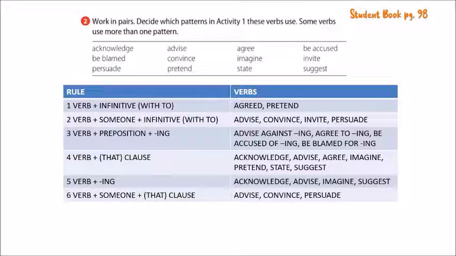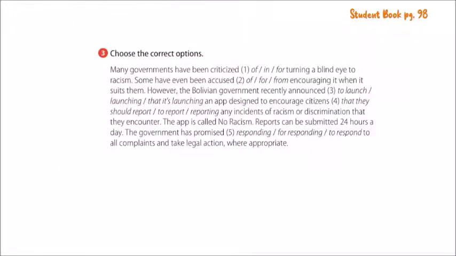Okay, now moving on to exercise number 3 on page 98, it says to choose the correct options. So we have to read this text and we have to circle which option is the best option. Let's do the first one together. Many governments have been criticized of and for turning a blind eye to racism. So we already know the answer, right? Have been criticized for turning a blind eye, right? Okay, so guys, please take a couple of minutes, complete the rest, numbers 2, 3, 4, and 5, and we'll check them after you finish, please.